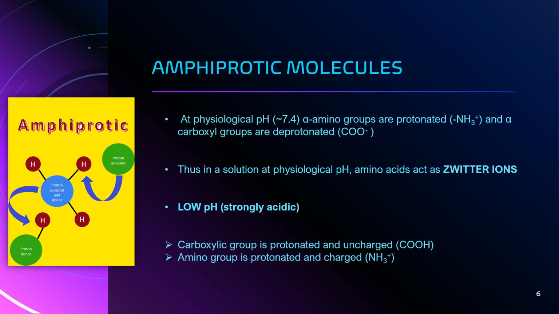But in case of the amino group, it is protonated and it is charged, because by the acceptance of another proton, the charge of the particular amino acid becomes positive. So at a low pH, we can see the net charge of the particular amino acid is positive. So the overall charge of an amino acid in a low pH medium, or a strongly acidic medium, is positive.